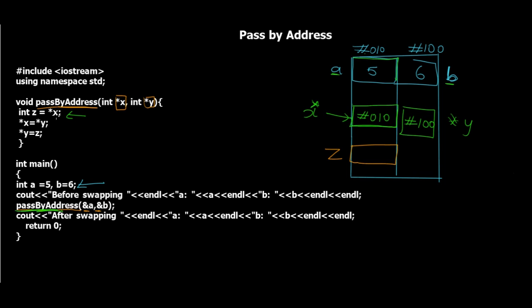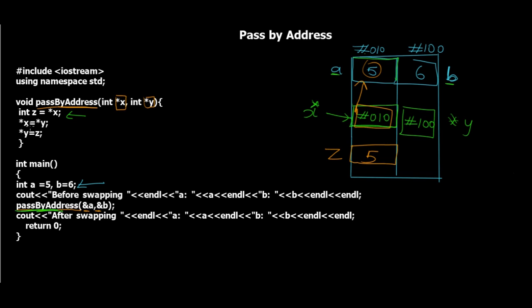Now when we say *x to the right hand side, that is RHS side, what we are saying is we want the value which is pointed by this pointer. So what is happening is the program is going to use this address and going to see at this address what is the value being stored. So at #010, we know that the value is going to be 5. So basically it is pointing over here. So this value is going to go in z.